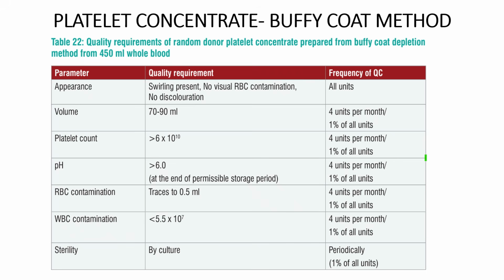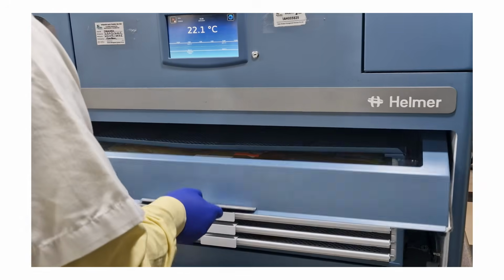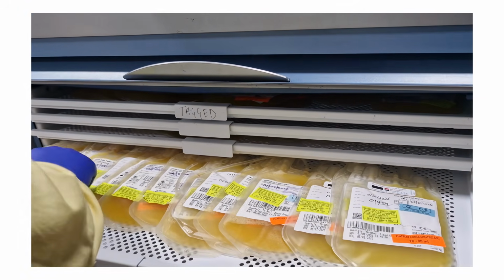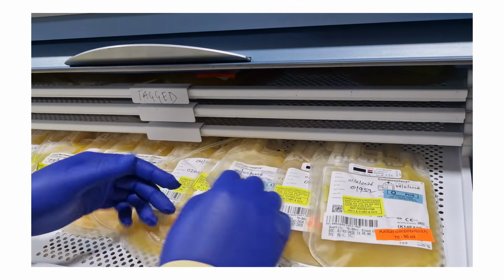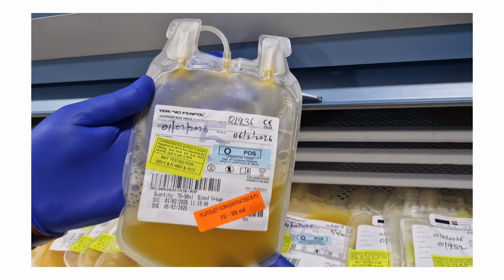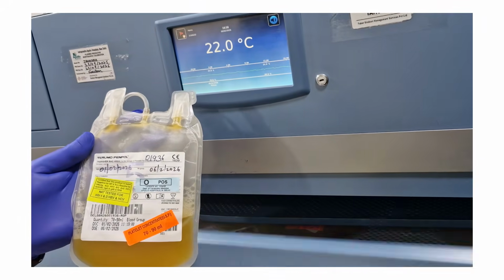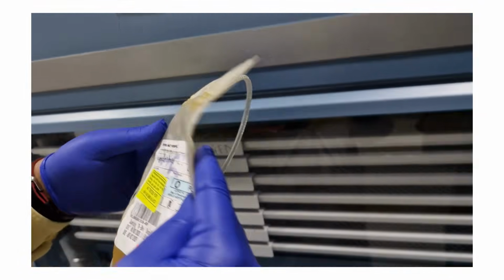pH should be more than 6. RBC contamination should be traces to 0.5 ml. WBC contamination must be less than 5.5 into 10 to the power 7, and sterility is checked by culture. We are going to demonstrate the quality control requirements of a random donor platelet produced by the buffy method. We will select one random platelet concentrate from the platelet agitator.